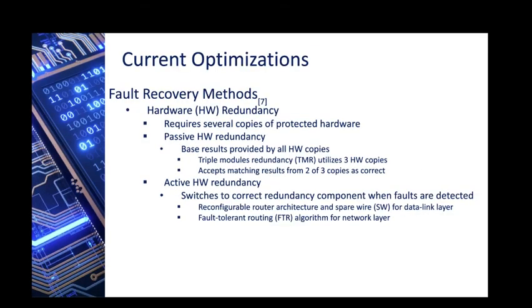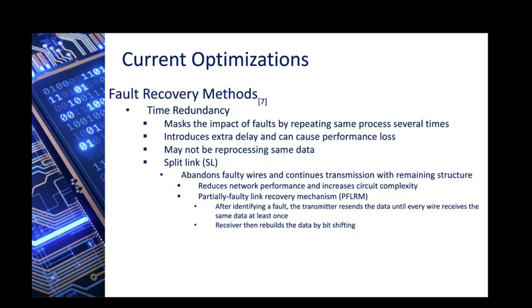And secondly, the active hardware redundancy, which switches to a redundant component when faults are detected. It uses a reconfigurable router architecture and spare wire for the data layer link, and a fault-tolerant routing algorithm for the network layer.